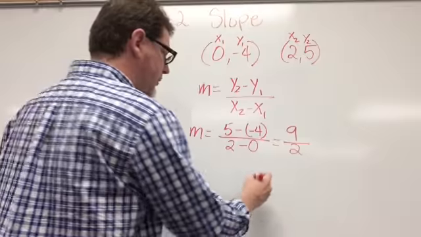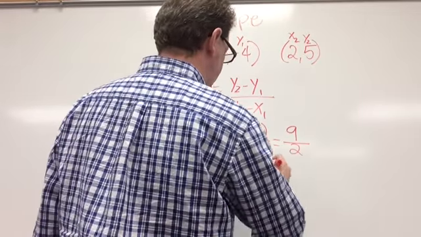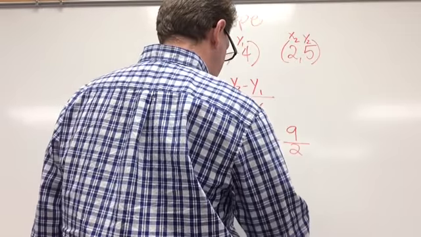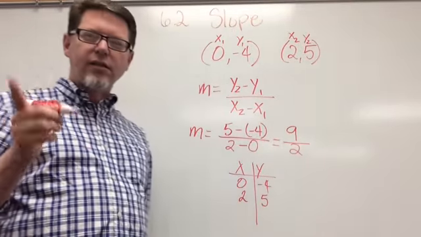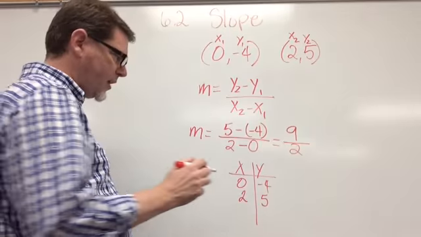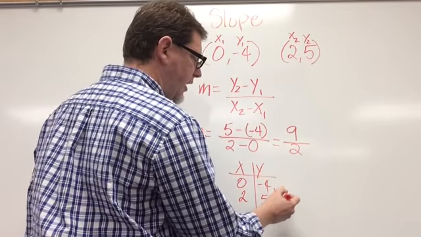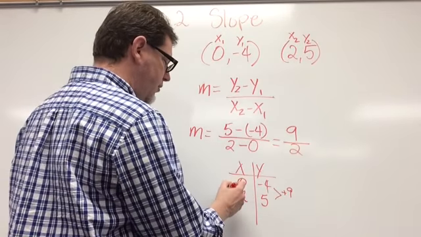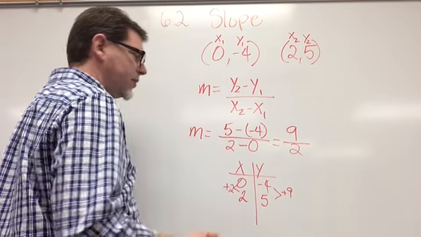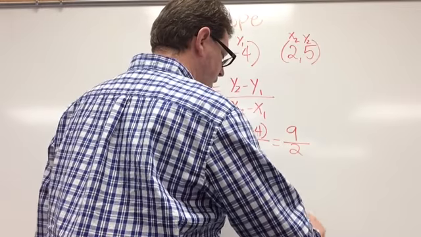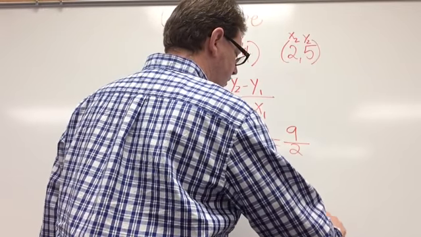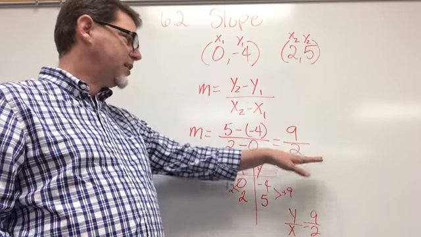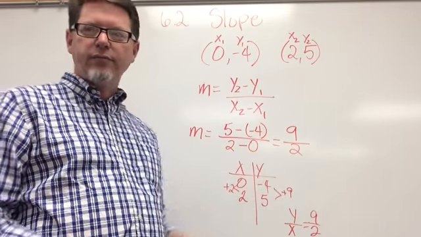Now let's do something real quick. Let's put these in an XY table. And I have 0, -4, and 2, 5. Let's do our constant rate of change and see what happens. To get from -4 to 5, I have to add 9. To get from 0 to 2, I have to add 2. So when I do my y over my x, I get 9 over 2, which proves to me that constant rate of change is exactly the same thing as slope.